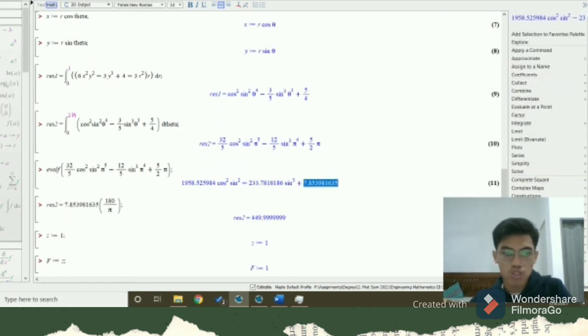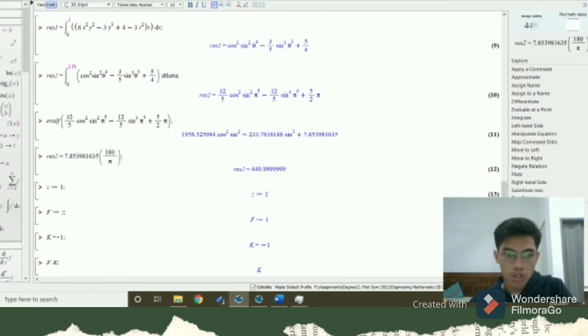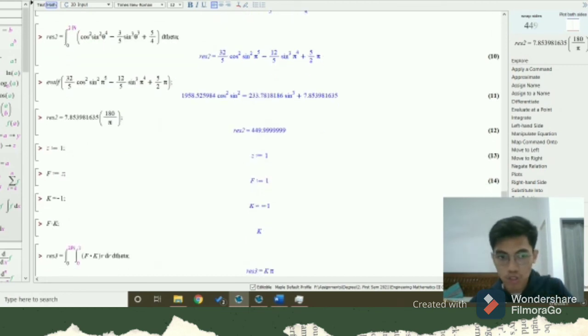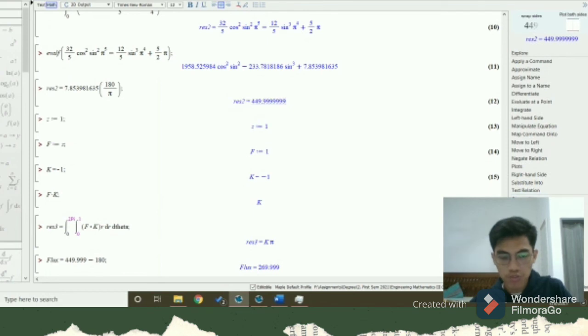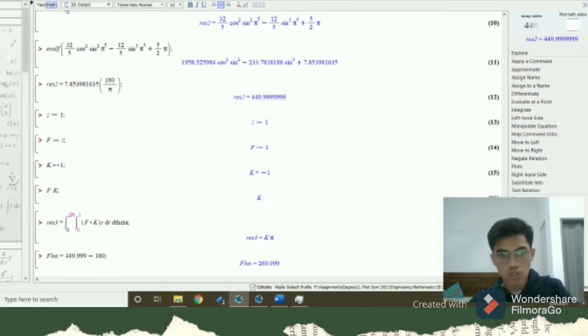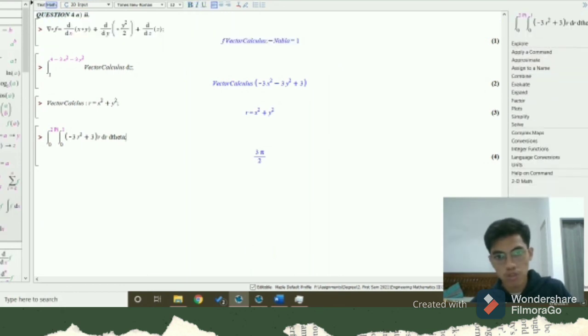This is the equation we insert into the multiplication of 180 over the value of pi, and we get the value in degrees, which is 450 degrees. Next we insert the value of z and F, and we get the k, which is -1. And the last thing is we get the flux value, which is 270 degrees, the same as 3/2 pi. Okay, for the next, we use the Gauss theorem, and we get the same answer, which is 3 pi over 2.